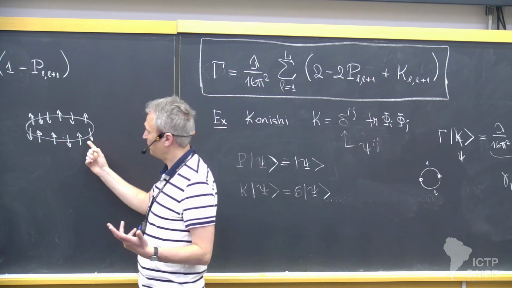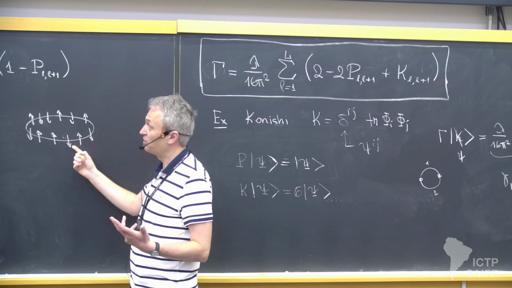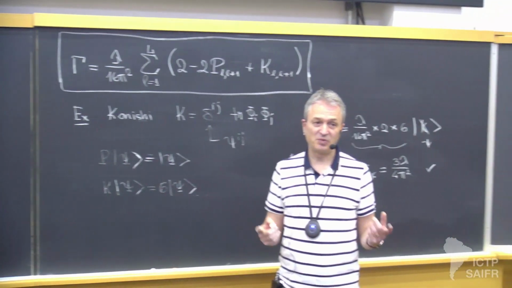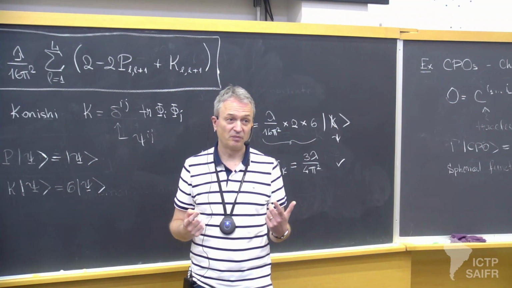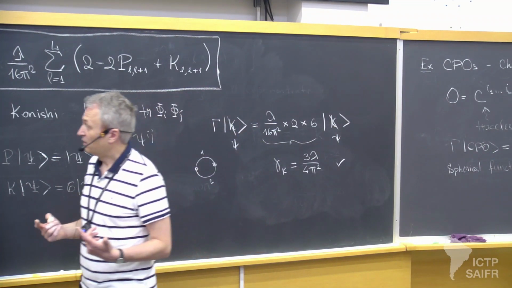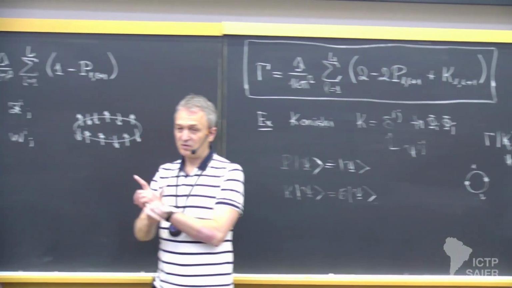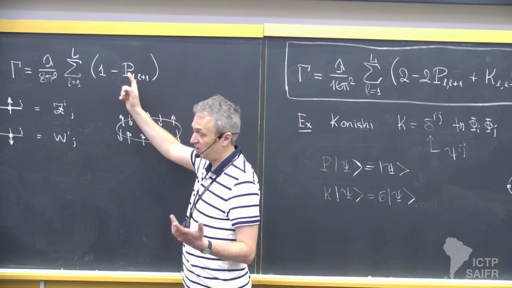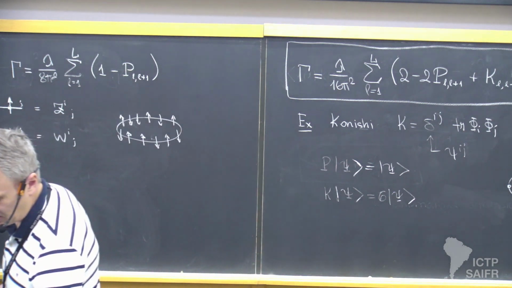So each operator would correspond to a distribution of spins in a one-dimensional lattice, and a spin can be in two states, up and down. And the Hamiltonian simply permutes nearest neighbor spins with weight minus 1.